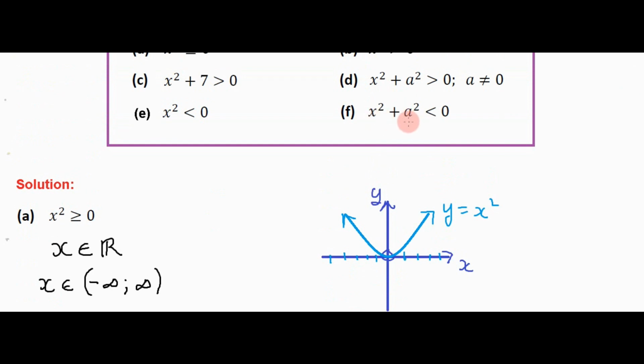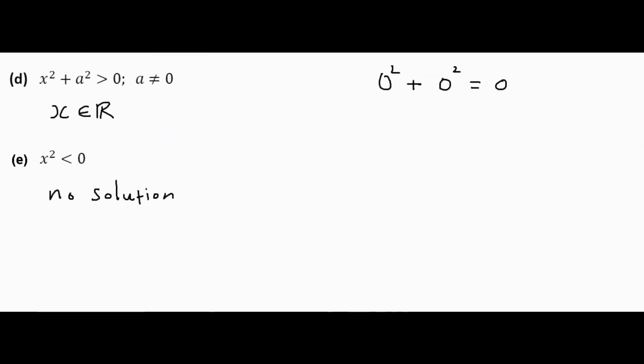Let's look at the last inequality. We have x squared plus a squared strictly less than 0. So we need to solve for x such that x squared plus a squared is negative, or less than 0. Now, the left-hand side here is a sum of two perfect squares. And we already said that the sum of two perfect squares will always be 0 or positive. It can never be negative. So once again, in this case, there will be no solution to this inequality. So no solution.